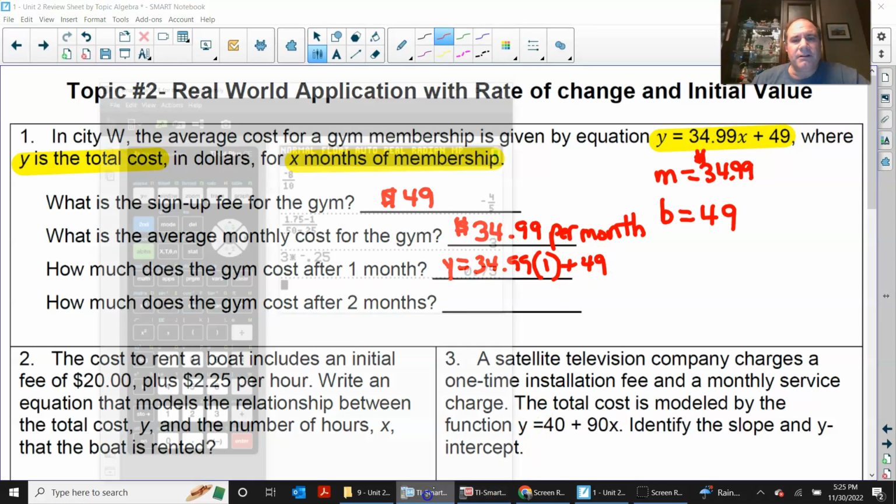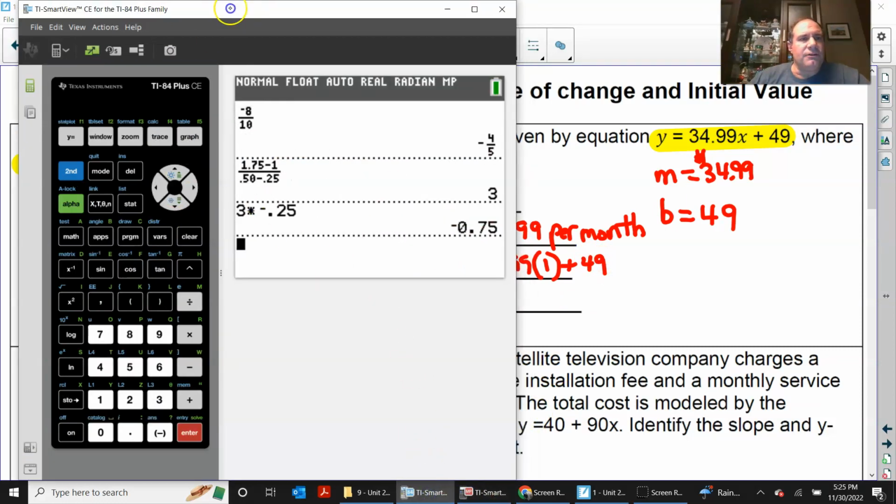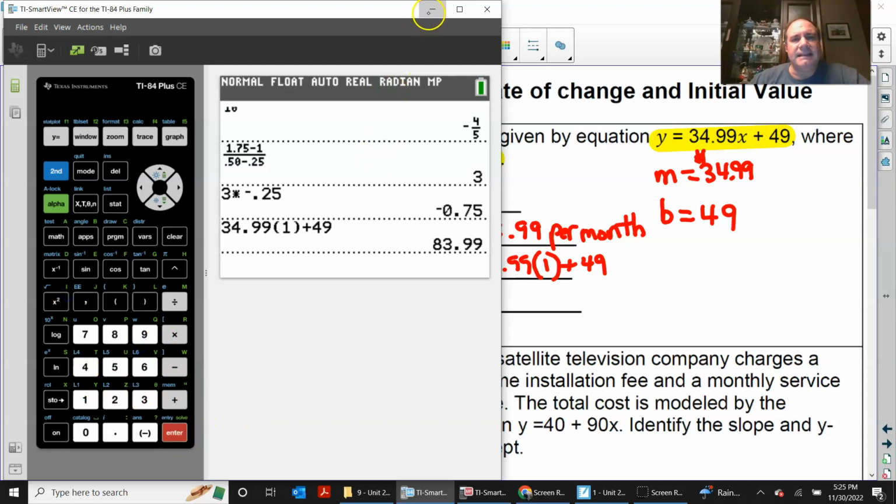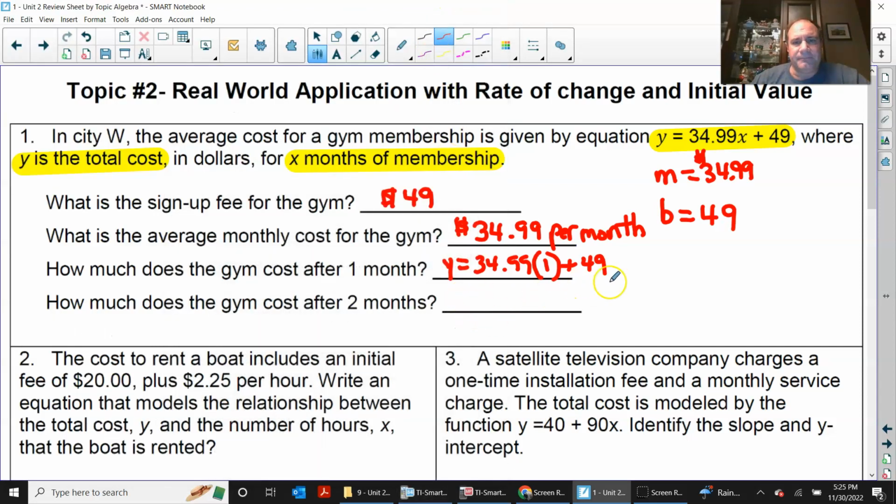Grab your calculator, and you're going to put $34.99, use your calculator for everything, times 1 plus $49. And that would be $83.99 after 1 month.